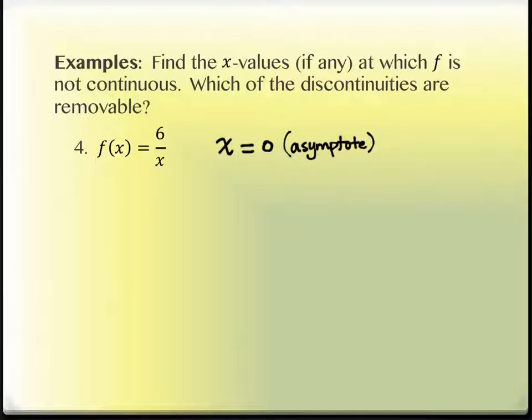Is an asymptote a removable discontinuity or a non-removable discontinuity? It's non-removable. It's a jump. It's an example of a type of jump. Right. So this is non-removable.